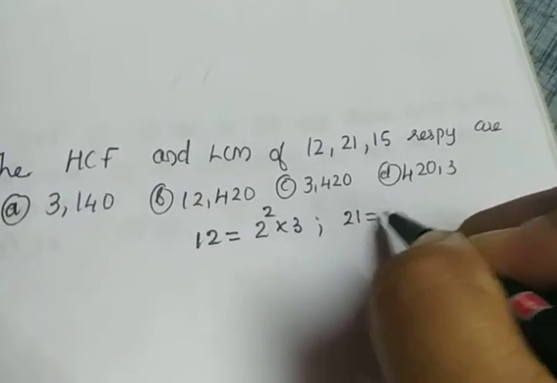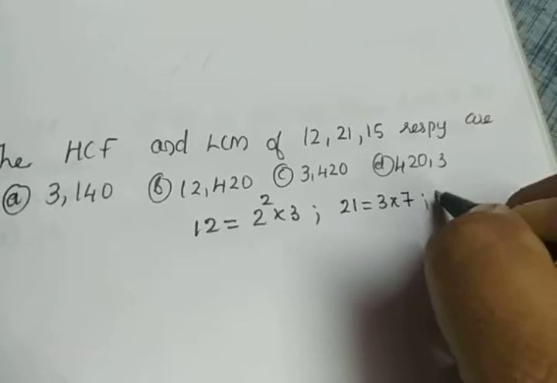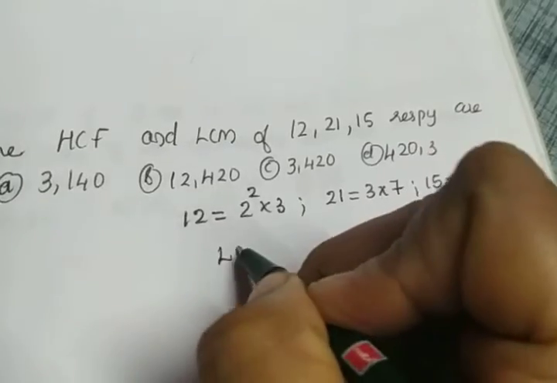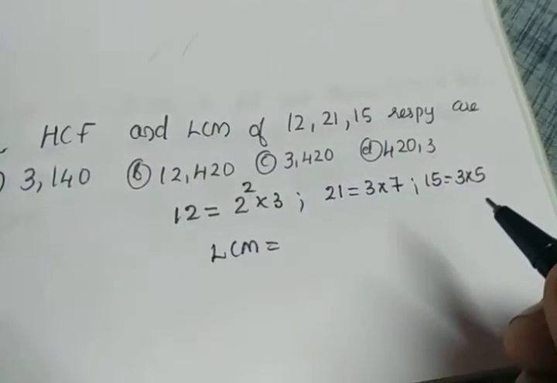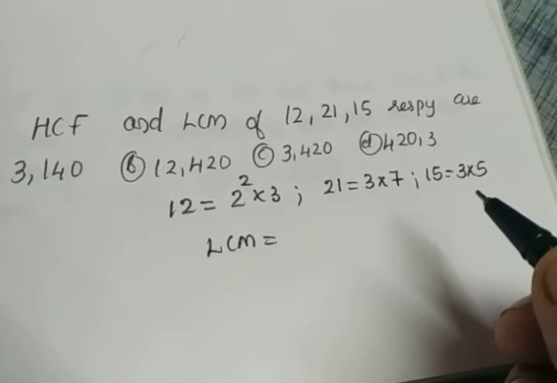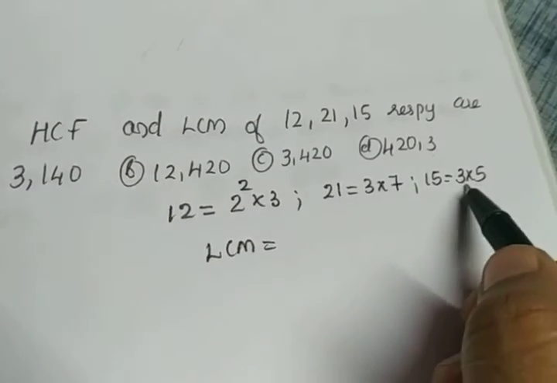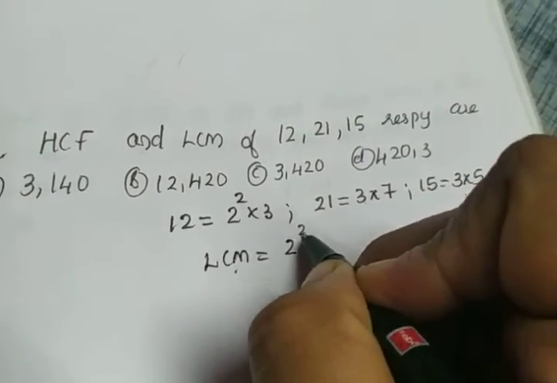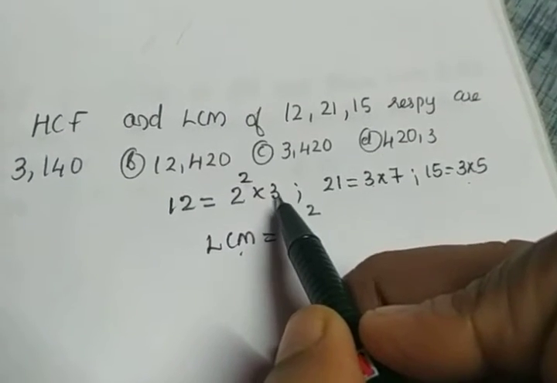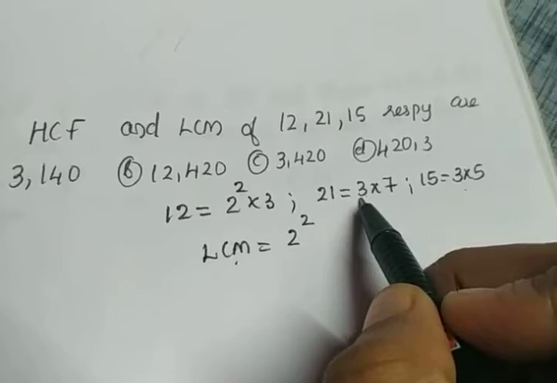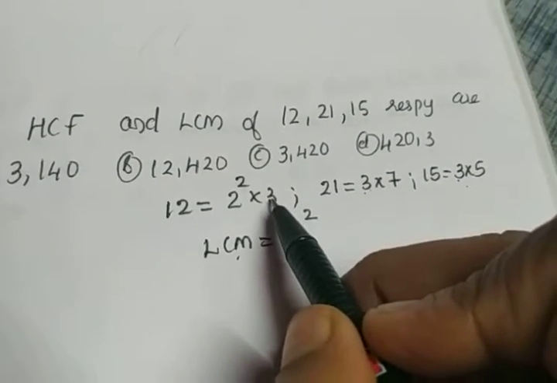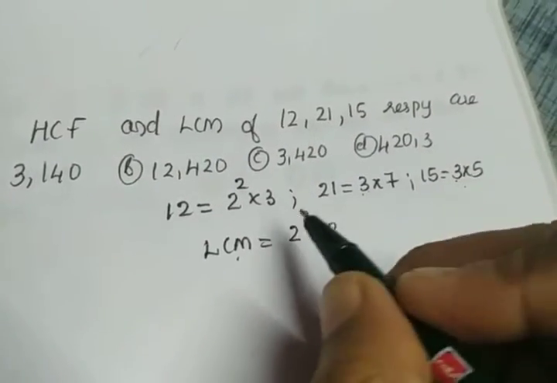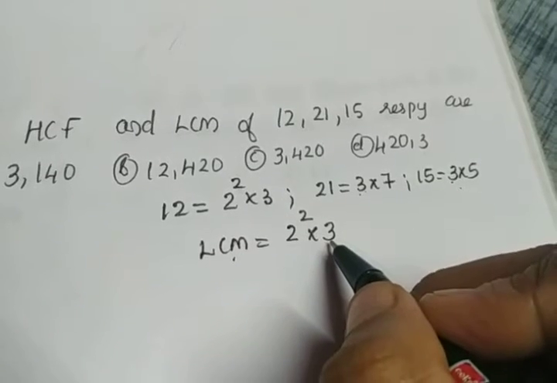And 21 can be written as 3 into 7, and 15 can be written as 3 into 5. To find the LCM, we have to take each and every prime factor with the highest power. So here 2 square is there. In these two numbers 2 square is not there, but since we have to calculate the LCM, we have to take 2 square. The next prime factor is 3, and the power is 1 in all the 3 numbers. So we take 3 itself. If it repeats with a different power, we have to take the greatest power.